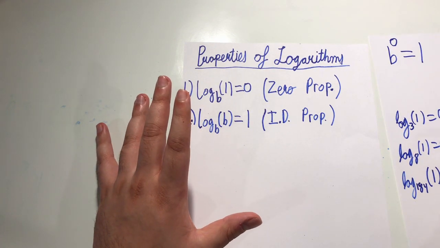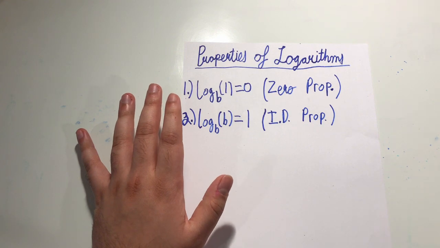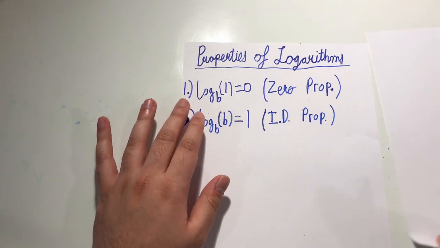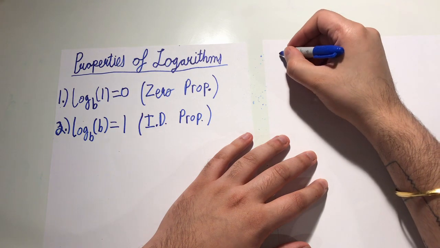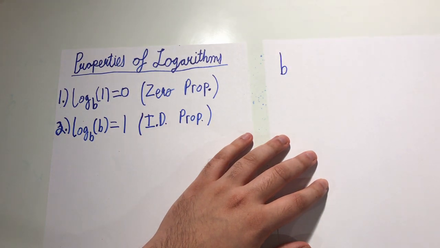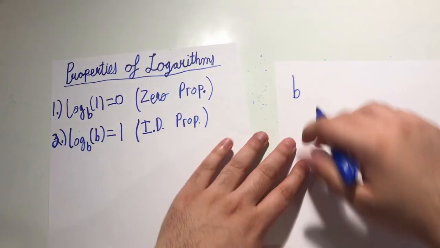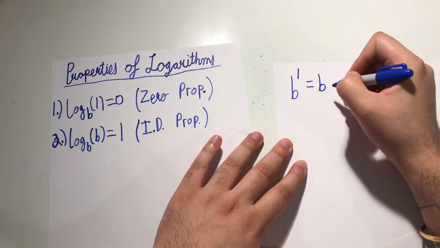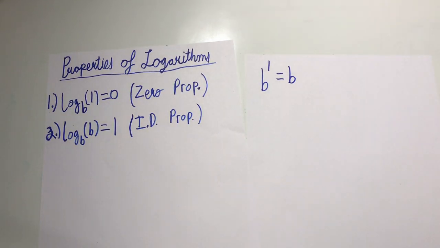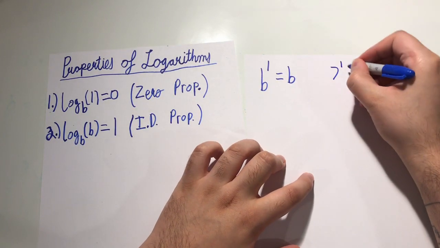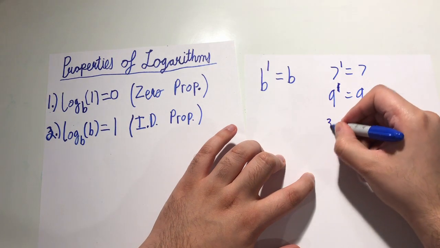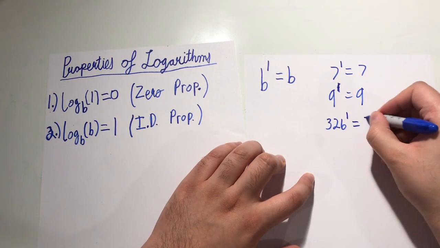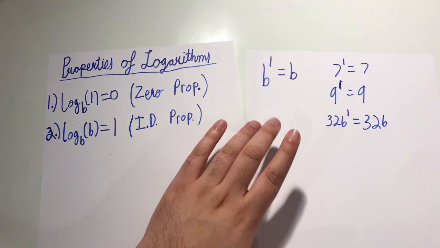So let's give a couple of examples. Just like the last thing when we talked about the 0 property, let's convert this to exponential form to see what's going on. So logarithm base b, which means b is the base of my exponent. That's going to be raised to the first power, and my answer is b, which intuitively should make sense, right? Anything raised to the first power should just be itself, right? 7 to the first power should equal 7. 9 to the first power should equal 9. 326 to the first power should equal 326. Right? Pretty simple, pretty standard.